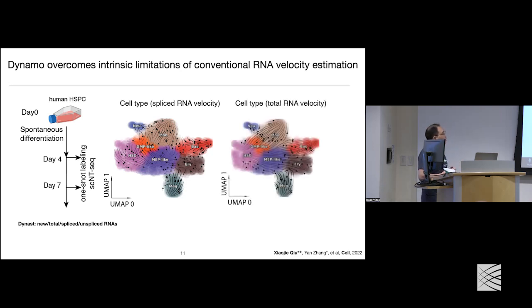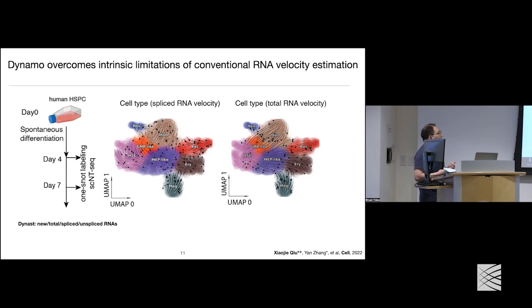On the other hand, if we use the new and total RNA to perform the RNA velocity analysis using Dynamo, then you can see we automatically obtain a very smooth hierarchical transition from the HSC firstly to the DMP and MAEP-like cells, which then ramify into the neutrophil, monocyte, basophil, erythroid, and megakaryocytes. And lastly, we captured the known biology of human hematopoiesis.